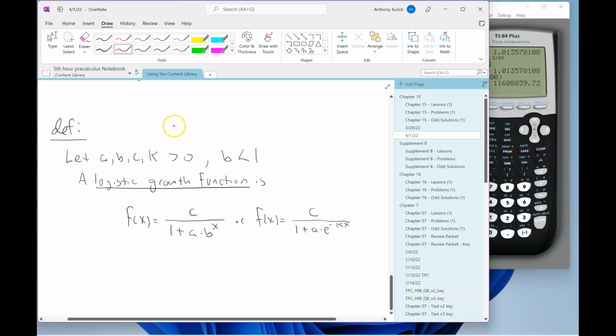And if the k is negative, or the b is greater than 1, then this is a decay.